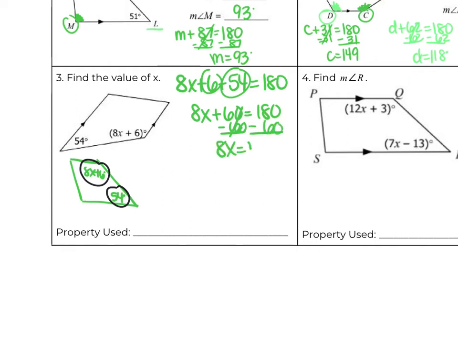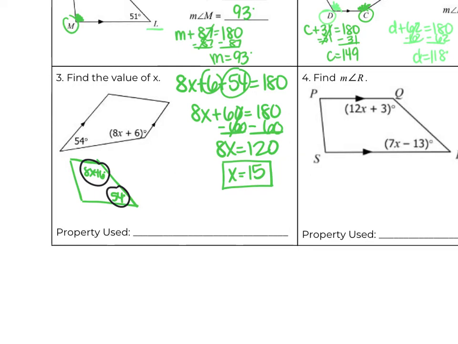So 8x equals 120. And if I divide 120 by 8, I get x equals 15. And that is actually all for that one. So we are going to tie back in here with our properties used.